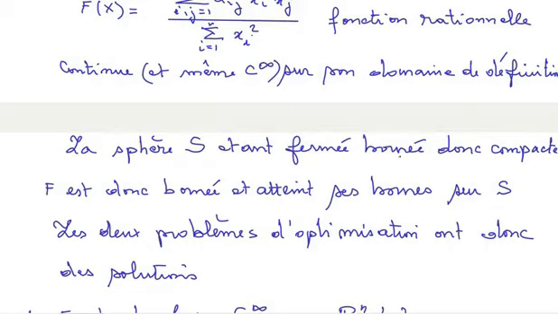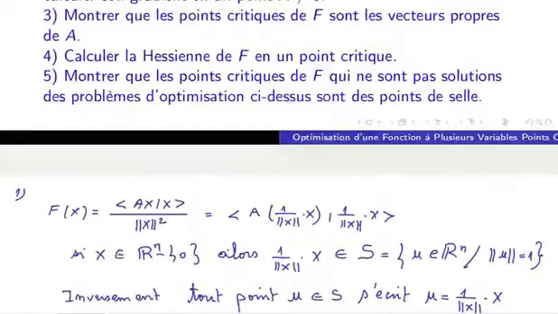It is closed and bounded, thus it is compact. And we know that a continuous function on a compact set is bounded and reaches its bounds on this compact set. Therefore, our two problems have solutions. That answers the first question.